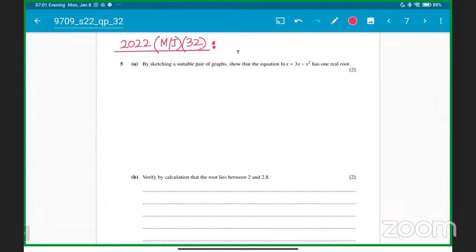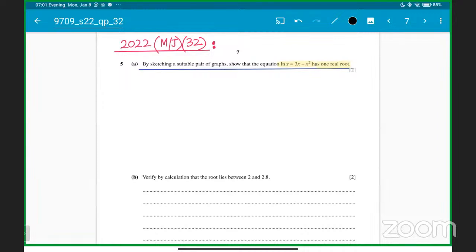So what we have to do is, by sketching a suitable pair of graphs, show that the equation ln x equals 3x minus x squared has only one real root, okay? So we have to show to the examiner that when we sketch these graphs, we are going to have only one real root, okay? Got that clear?